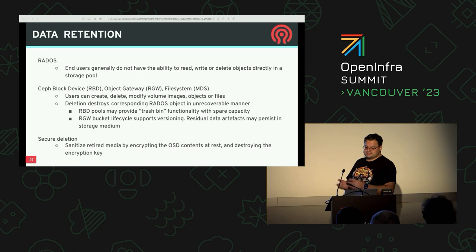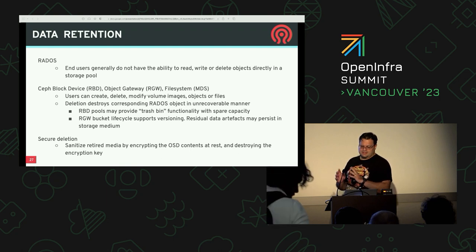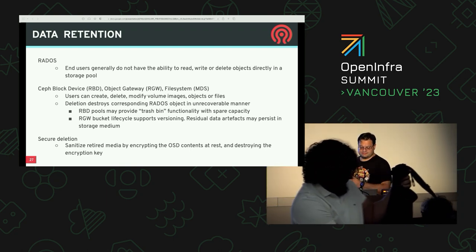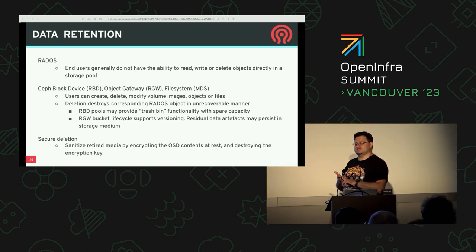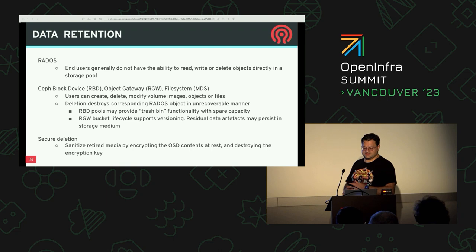Data retention is an interesting one. Once data is deleted from a Ceph cluster, you generally cannot do anything with it. However, there are exceptions. RBD has a trash bin, where dynamic use of spare capacity can be used to retain deleted images for a certain number of days or until policy, until the space is reclaimed. RGW has versioned buckets, so you retain data as part of previous versions of objects that you have deleted. If you don't want to retain data inadvertently, you have to configure these things correctly so that they don't retain data for you when you don't want to keep it around.